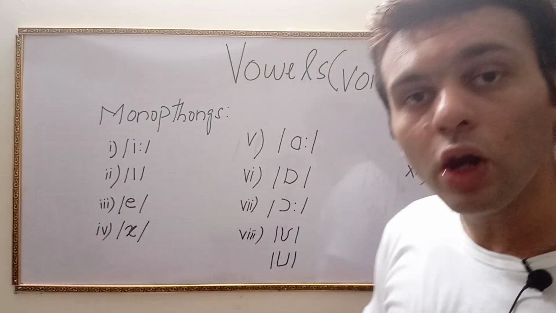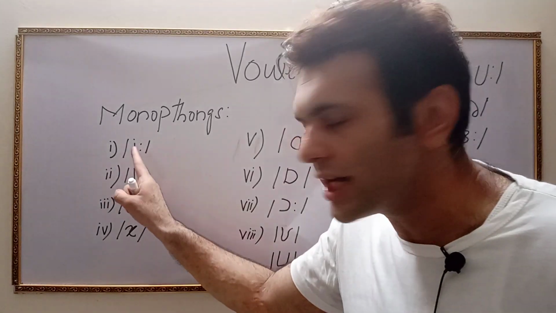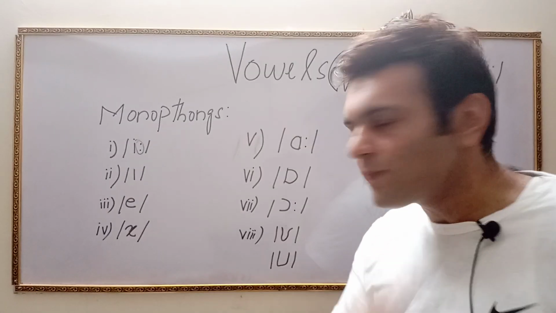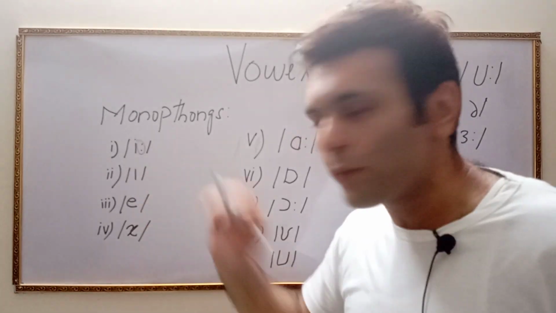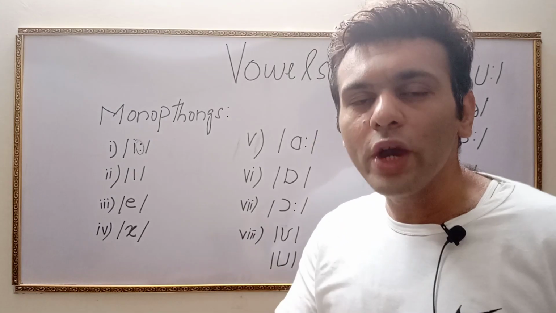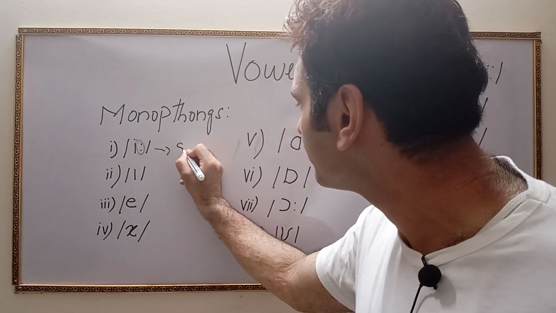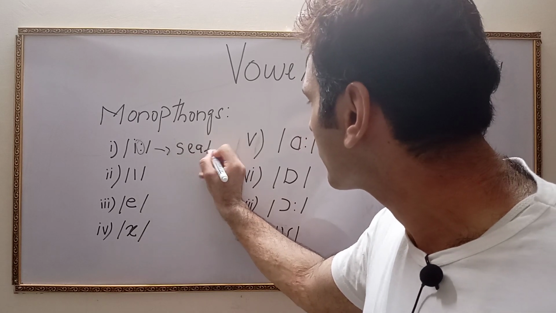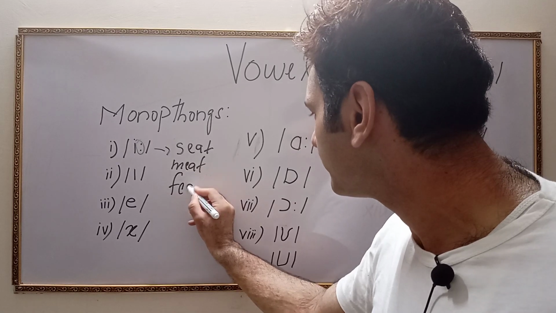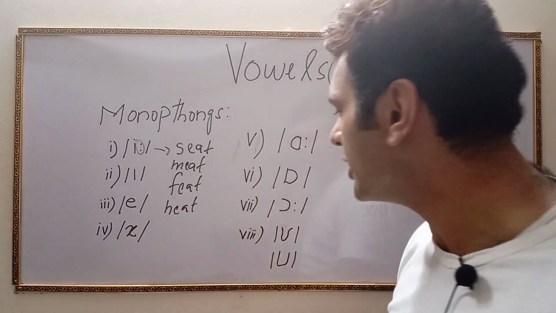The long vowel will always take two dots, like a colon, with it. If you look at this, there are two dots, and these two dots represent that this particular vowel is a long vowel. We can identify this vowel in words like seat, meat, feet, heat.